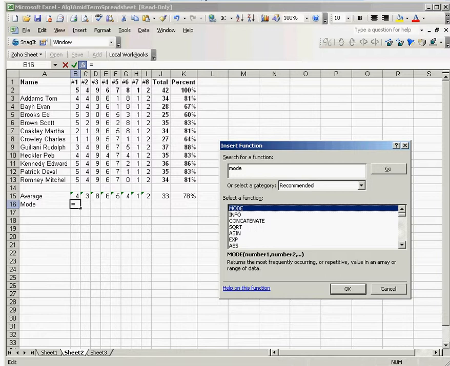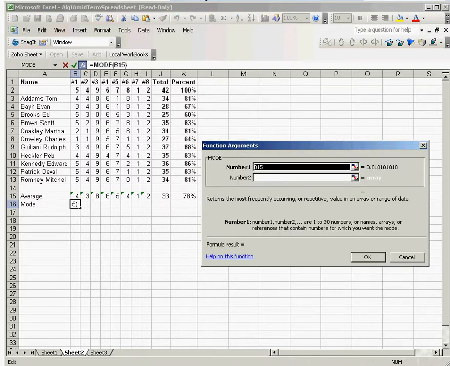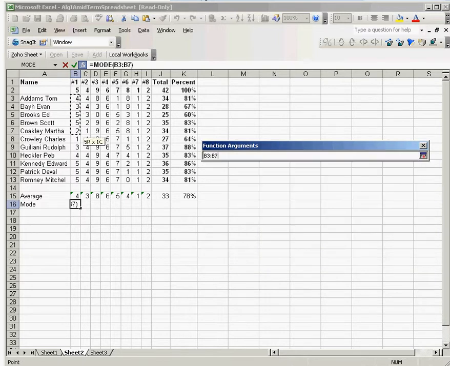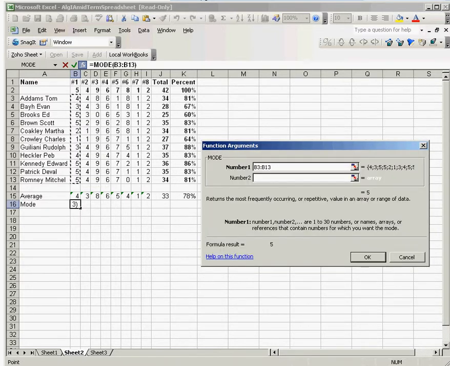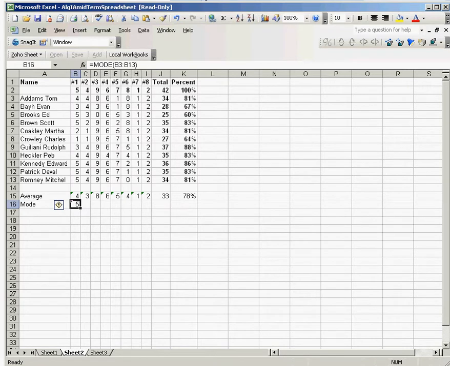So I'm going to click on mode. And the question is, okay, so what do I want the mode to be? And again, what it's doing, it's grabbing the closest number, which is actually the number right above it. I actually don't want that number. I want from Tom Adams down to Mitt Romney, and I'm going to hit enter, and that tells me what the most common grade is, which in this case happened to be 5. And I'm going to drag that across, and actually I'm only going to drag it up to question number 8 because that's the only place it makes sense. All right, so that's a quick way of doing this.